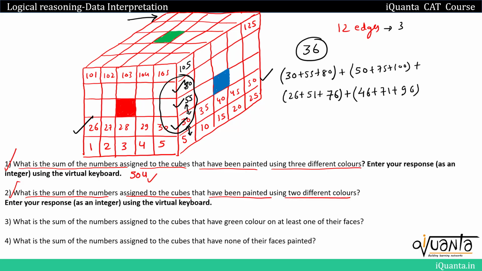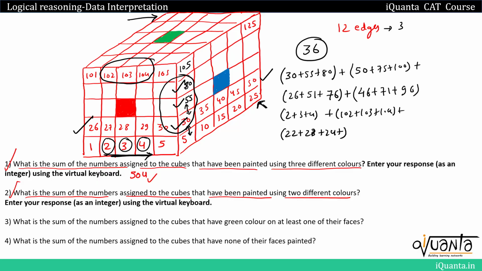Then let us talk about these horizontal edges. We have 2, 3, 4, so we'll add 2 plus 3 plus 4. Plus if we talk about this particular edge, we have 102, 103, 104. Then if we talk about the edge that will be here, it is not visible, it will have numbers 22, 23 and 24. Then at last we'll have this edge over here, this one. It will have numbers 122 plus 123 plus 124.